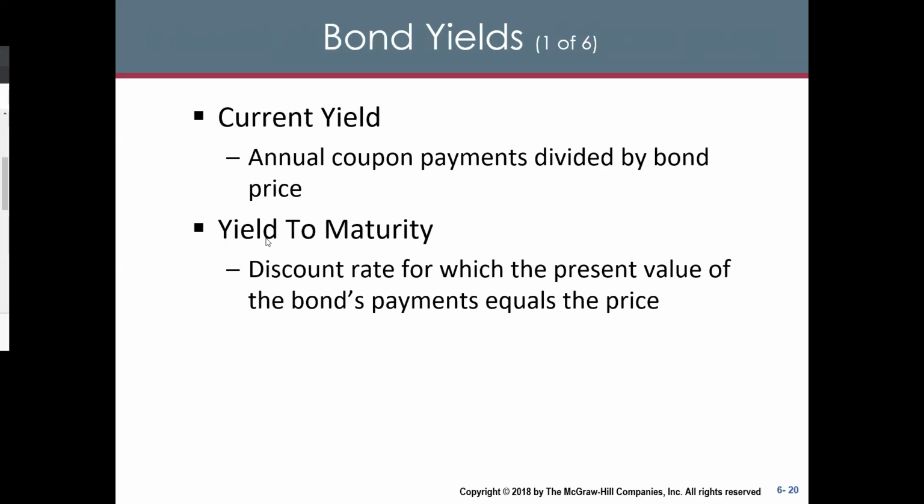Next, the yield to maturity. The yield to maturity is the discount rate for which the present value of the bond's payments equals the price. So what's the yield to maturity? When you go to a bond market and want to purchase a bond, you can see the market price of the bond. You know the coupon payment the bond offers, the face value of the bond, and when it will mature.